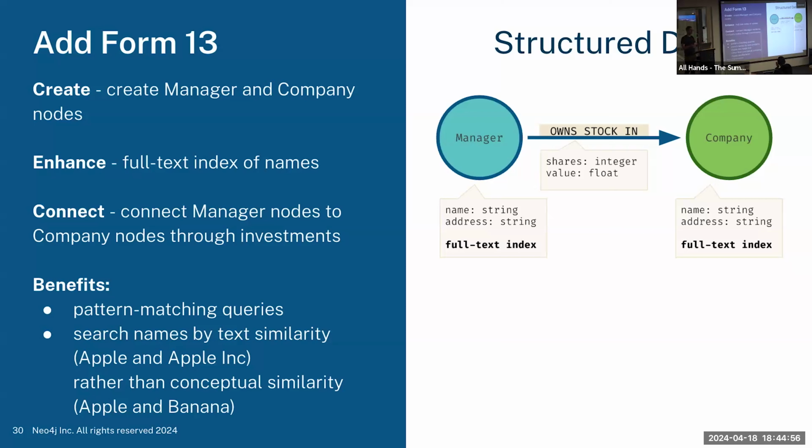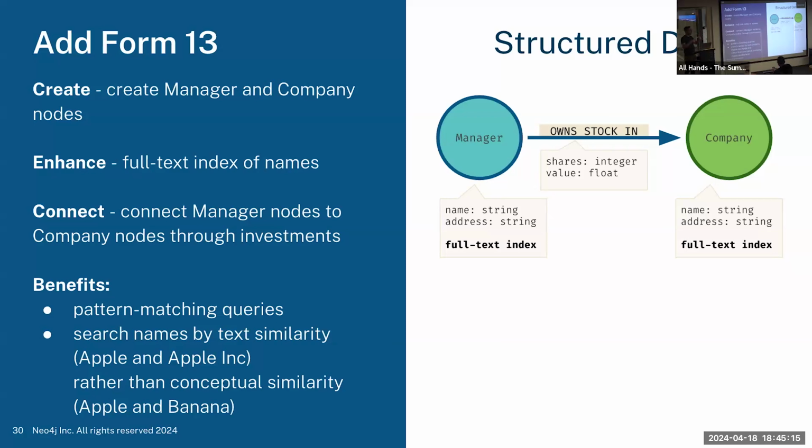Again, this is just reading from a CSV file in the data set that I have for the demo. There are values you'll notice both on the nodes, but also on the edge itself. The relationship itself can carry arbitrary properties. So here it's what the number of shares are and what the value of those shares are. That gets put into the edge.